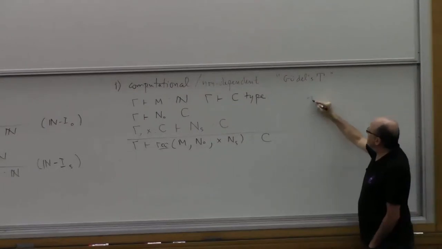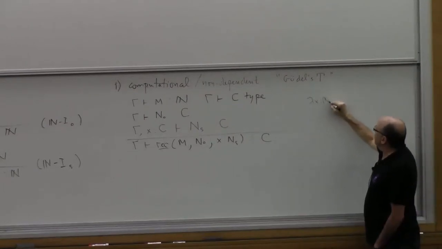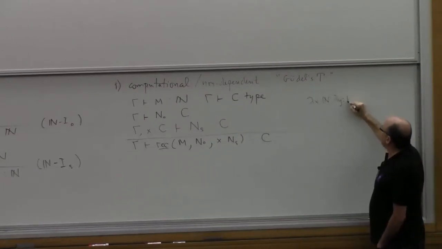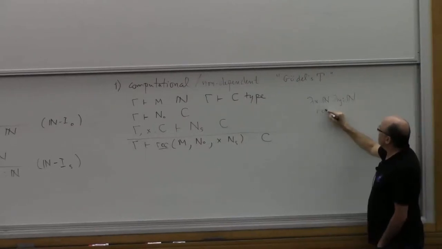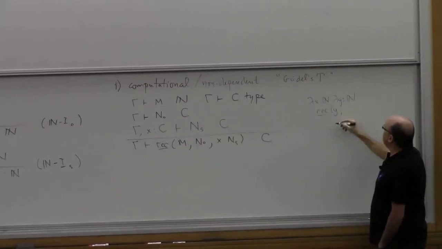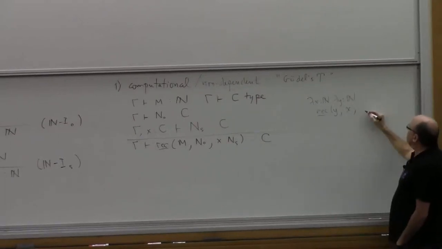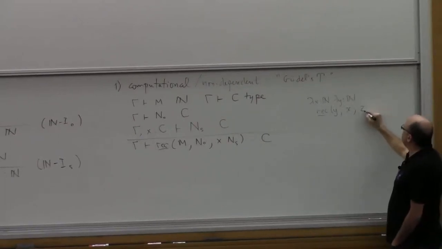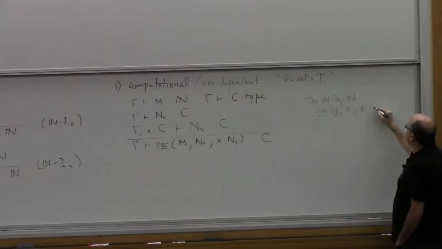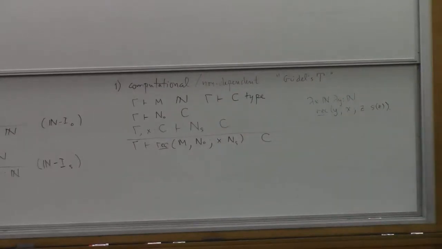I can define plus as lambda x in N, lambda y in N, rec, let's say we rec on y, and when y is 0, the answer is x, and if I get z, then I will do something like, I never know what to do here, what do you do, successor of z, maybe? Okay, or something like that. Whatever it is. Yeah, I think that's the right thing, okay?